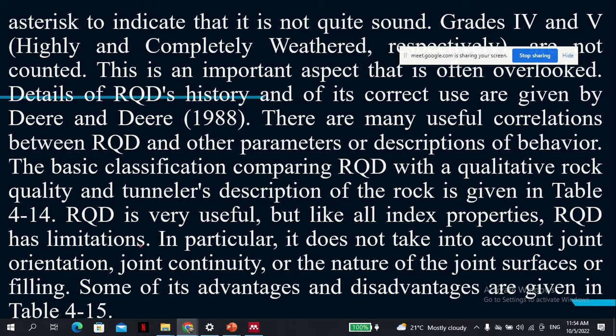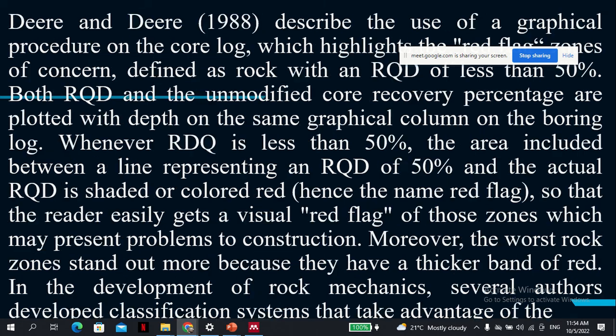You will get a feeling that the joint is very important: the surface, what fills the joint, the spacing. So some of its advantages are as shown. The tables, I'll show you table 4.14.